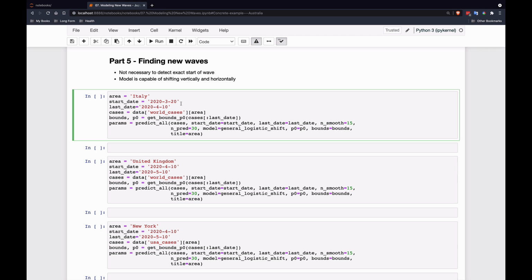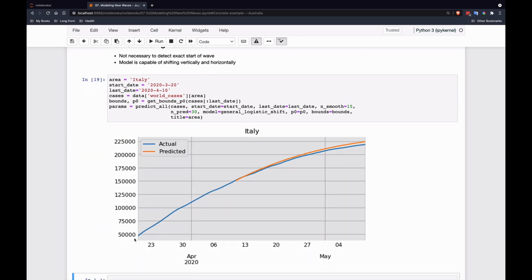So all of our models thus far have been built from a known beginning of a wave. And in these cases, we will start modeling from the middle of a wave. So here we have Italy, and this will be the training area, training dates from March 20th through April 10th. So you can see here, March 20th goes over here. So this is sort of towards the middle of this wave.